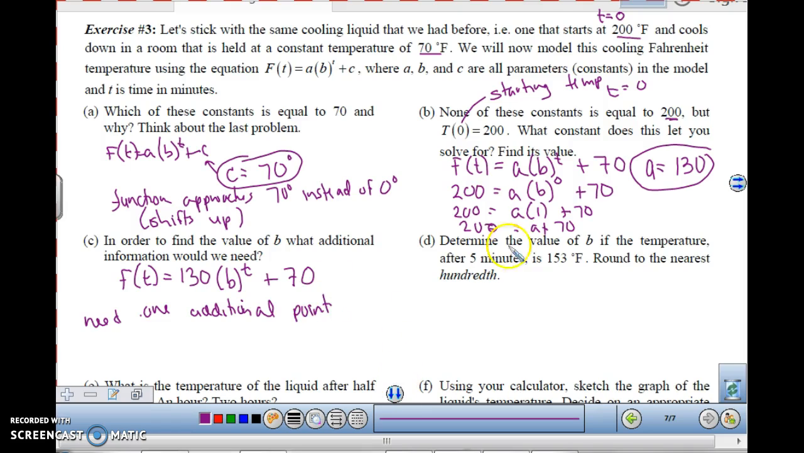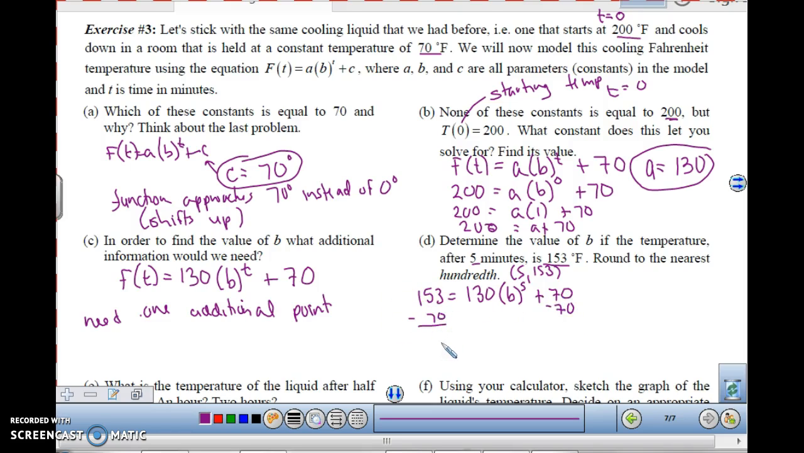Okay, so determine the value of B if the temperature after 5 minutes is 153, and round to the nearest hundredth. We're going to take this formula right here, and we're going to plug in 5 for T and 153. That's my other point. So that gives me 153 is equal to 130 times B raised to the 5th plus 70, and that'll give me what B is. So let's solve this for B. First thing we do is subtract the 70.